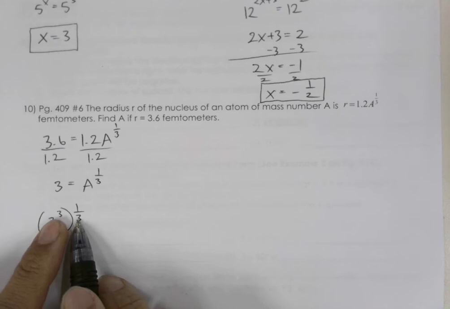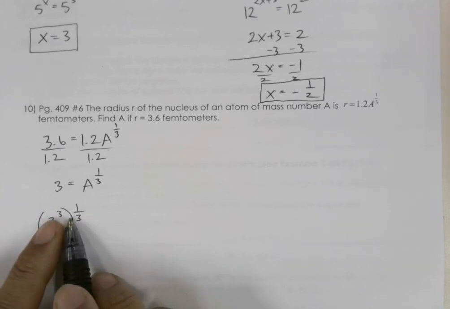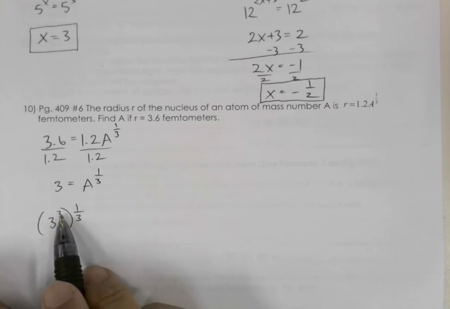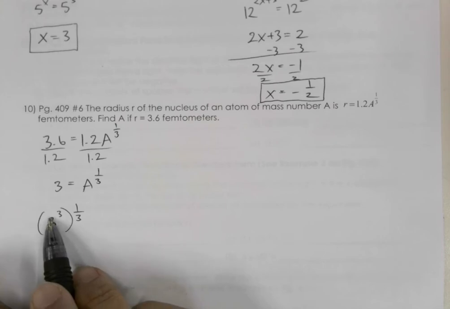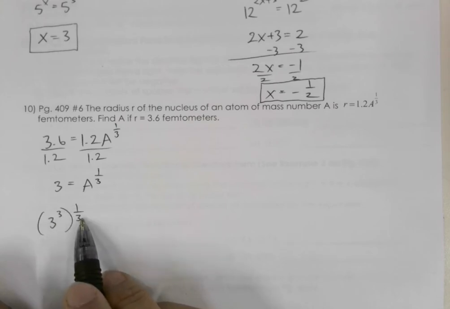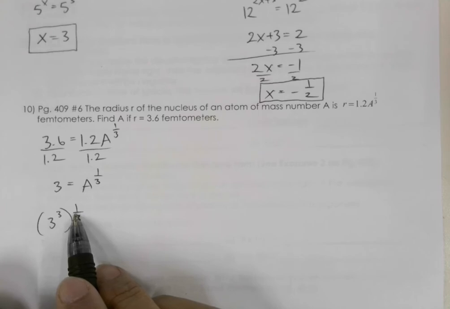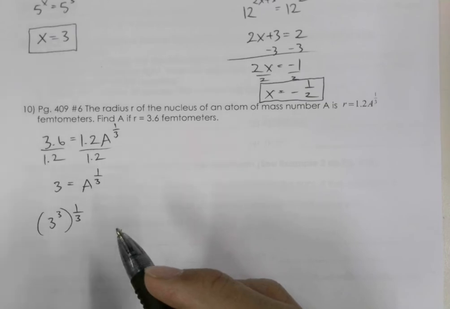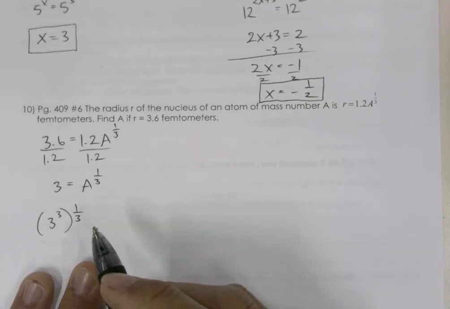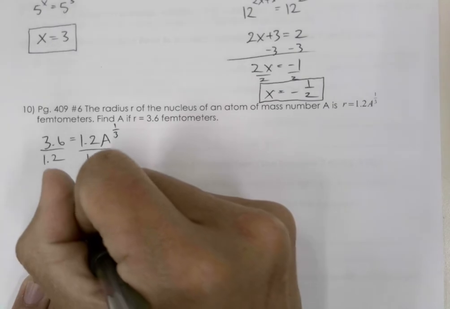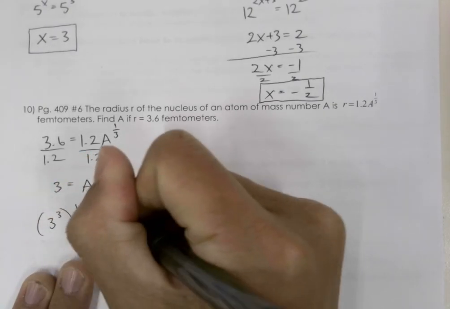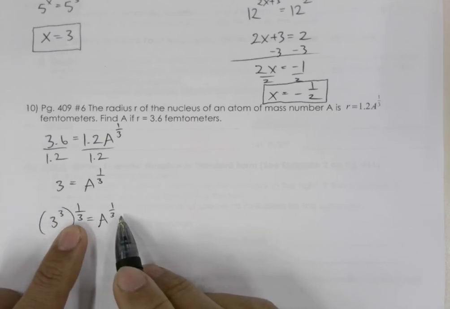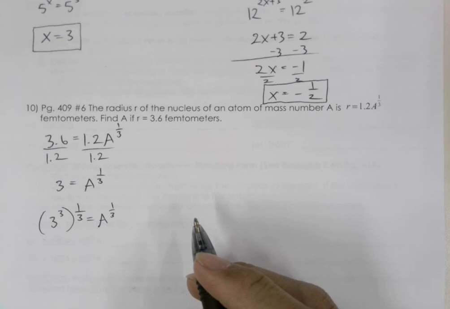Right? Why? Because we know that we could take these two powers, power to a power rule. We multiply them together, and we'll get 3 over 3. So 3 to the power of 3 over 3, which is 1. So 3 to the power of 1 is just 3. So these two terms are equal to each other. Okay? But notice that by doing this, we have the same exponent on the left side of the equal sign and also the right side of the equal sign.